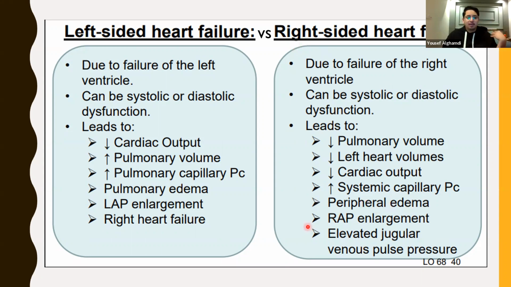So what brings the blood to the left side of the heart? The blood comes from the lungs, right? So if the blood backs up, it goes to your lungs. Right side of the heart, the blood comes from the body to the heart, right? So if blood backs up, it will go to your peripheries, your lower limbs, your legs, your arms, whatever it may be, right? So obviously it can be due to failure of the right ventricle, and can be systolic or diastolic again.